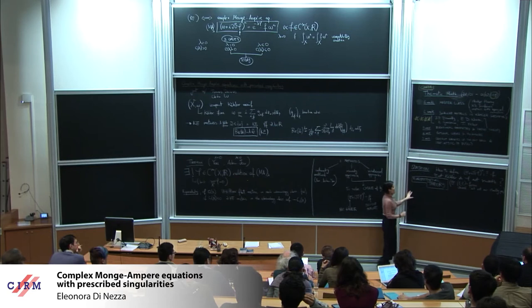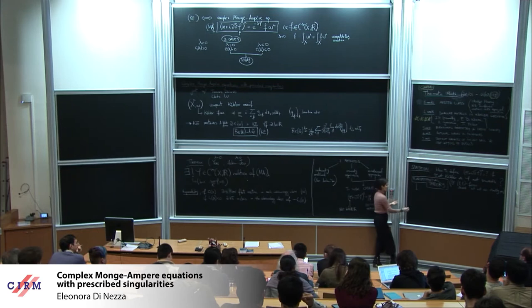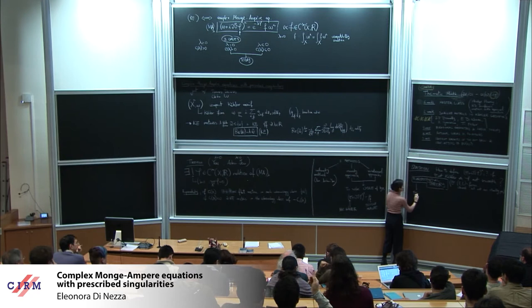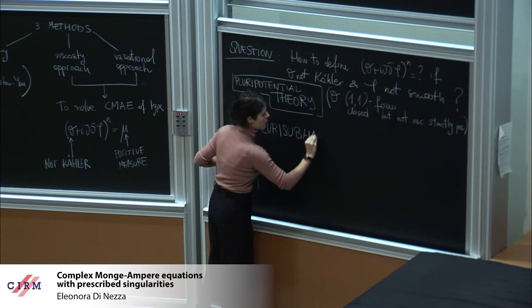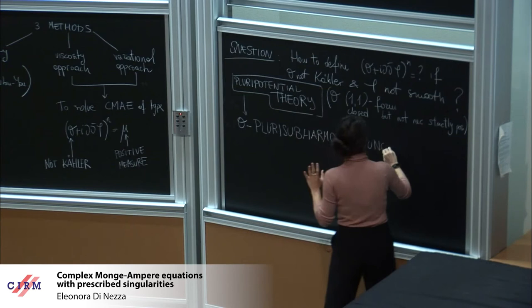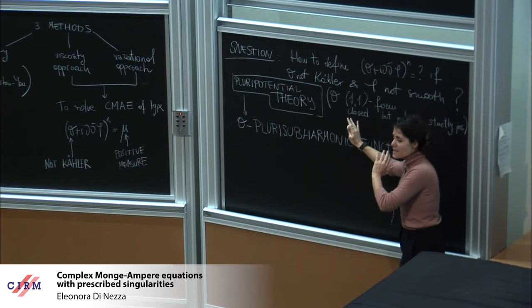So how do I start? I said that I wanted to define something in pluripotential theory. And pluripotential theory actually studies the so-called theta plurisubharmonic functions. So theta is now my differential form that I fixed. And just because I don't want to lose you, if you are more familiar with the Kähler form, you can still think of theta to be a Kähler form, if you want.